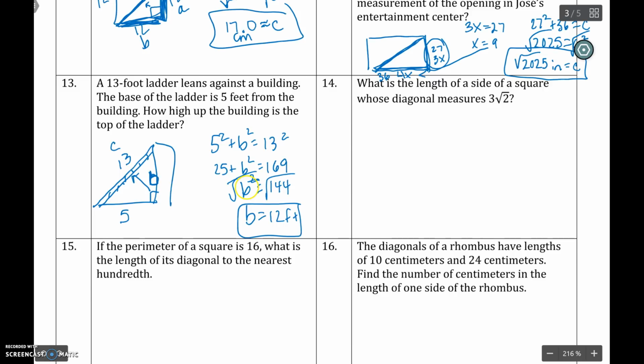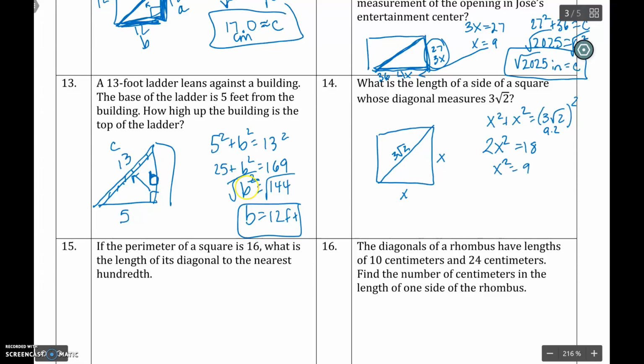Number 14, what is the length of a side of a square whose diagonal measures 3 radical 2? The sides of the square we don't know, but we know they are the same, so I'll make them both x. So we have x squared plus x squared equals 3 radical 2 squared. That's 2x squared, and just like the other, this would be 9 times 2, which would be 18. Divide by 2 on both sides, and you will get that x equals 3.